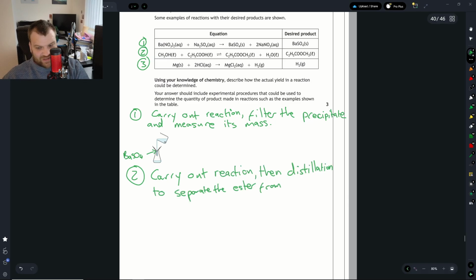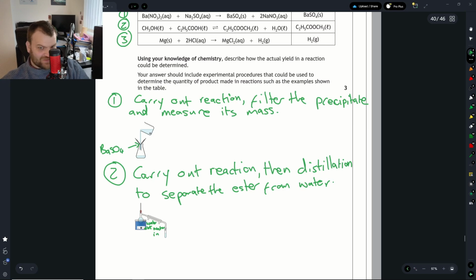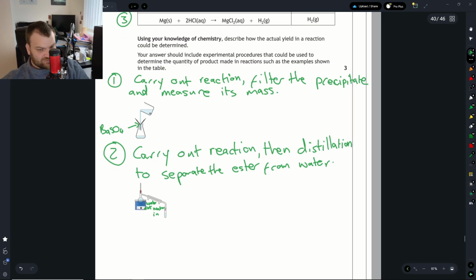And that's an ester, and that's from water. When you're using a condenser, you want to have the water in at the bottom and out at the top. That will help give maximum cooling and get them separated out properly. They have differences in boiling points, and that's why this would work out quite nicely for that.